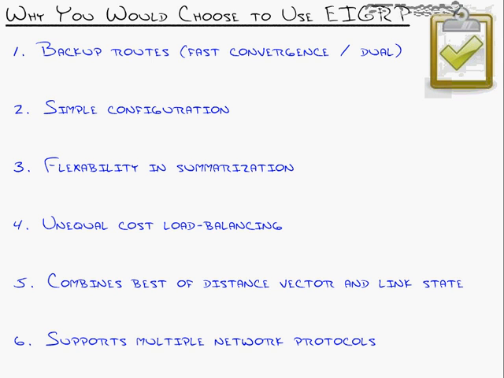Everybody went with EIGRP because it was so much better. So IGRP had a lot of these same features. It was just a scaled down version of EIGRP. But since it's gone, this is now the only routing protocol that does it.